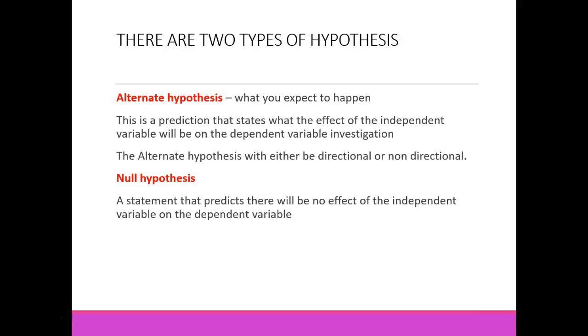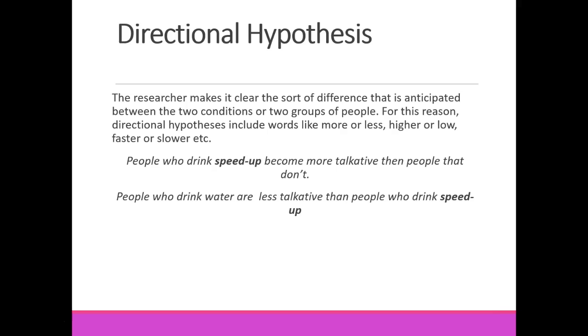Okay? I'm telling you about the null hypothesis because it is something that you will need to know later on, although you won't get asked questions on it just yet. The alternate hypothesis is split into two types. The first one is your directional hypothesis. This is when we think we know what's going to happen. And this type of hypothesis would be saying things like more, less, higher, lower, faster, slower. So in the case of our people drinking the speed up, we would say people who drink speed up become more talkative than people who don't. Okay, people who drink water are less talkative. So it's that more or less because it's giving us a direction. We know where that's actually going.